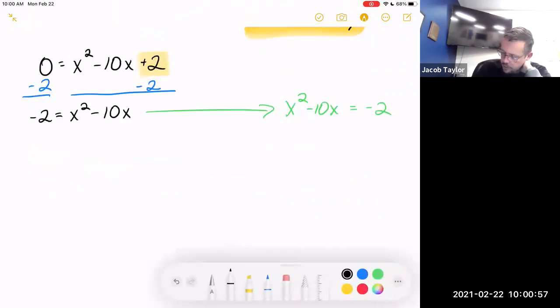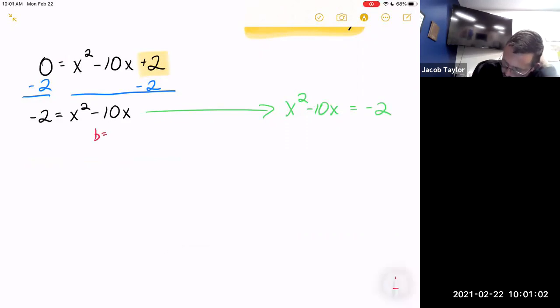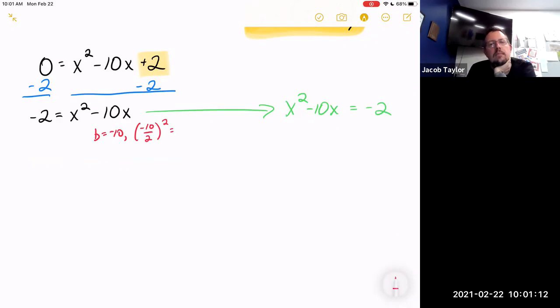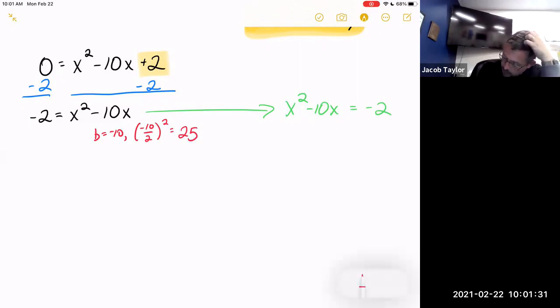Next step is to find the value of b, which is -10. So b divided by 2 squared: b divided by 2 is -5. Good. And then when we square it, we get 25. We need both of those numbers. The -5 is the thing that's going to be in parentheses when we factor, and the 25 is what we're actually going to add to both sides.